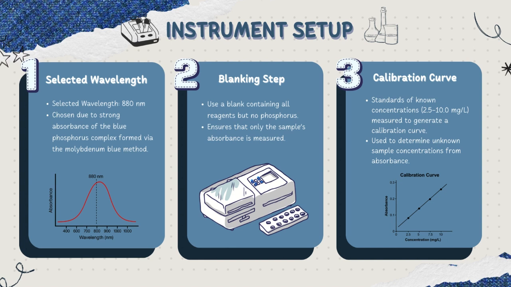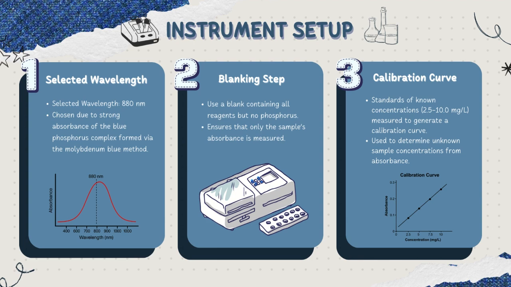Before measuring samples, a blank solution is used to calibrate the instrument. The blank contains all the reagents except phosphorus, ensuring that the instrument zeroes out any background absorbance caused by the reagents alone. After blanking, we proceed with measuring a series of standard solutions with known phosphorus concentrations. Their absorbance readings are plotted to generate a calibration curve, which shows a direct linear relationship between concentration and absorbance.